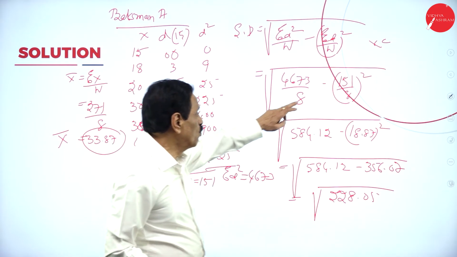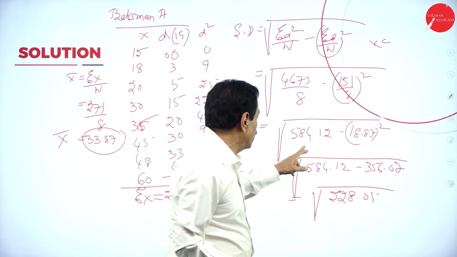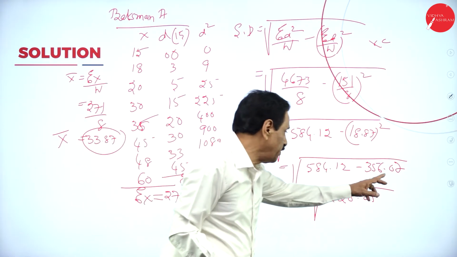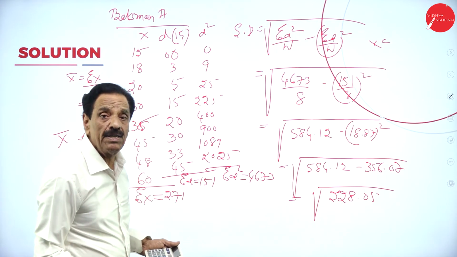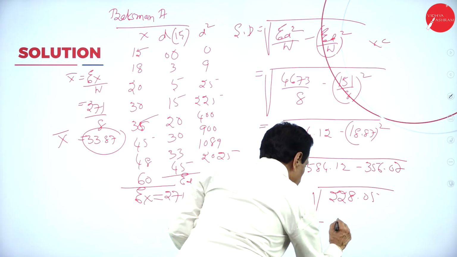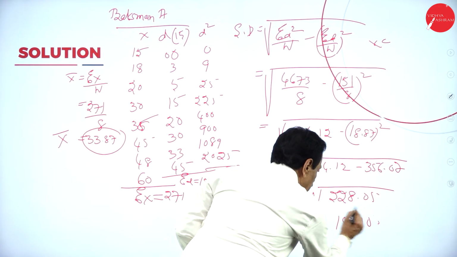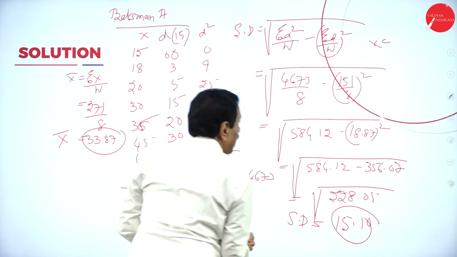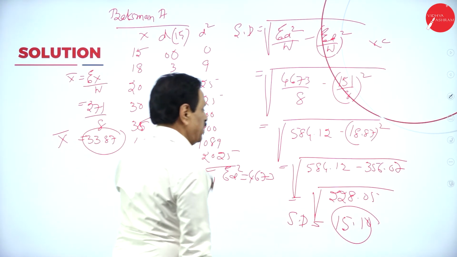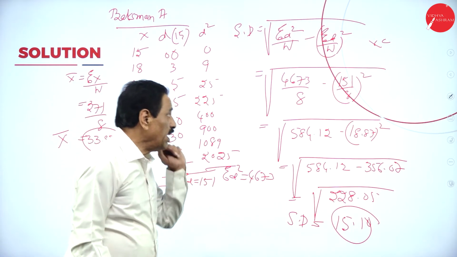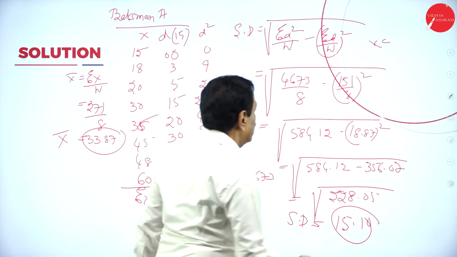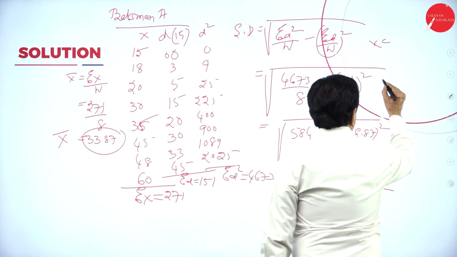So how did we do it? 4673 divided by 8, 151 divided by 8 whole square, 584.12, 18.87 whole square. Deducting gives 228.05. Root of that is 15.10. What is 15.10? The standard deviation. 15.10 is the standard deviation. Now we have to calculate the CV of this.